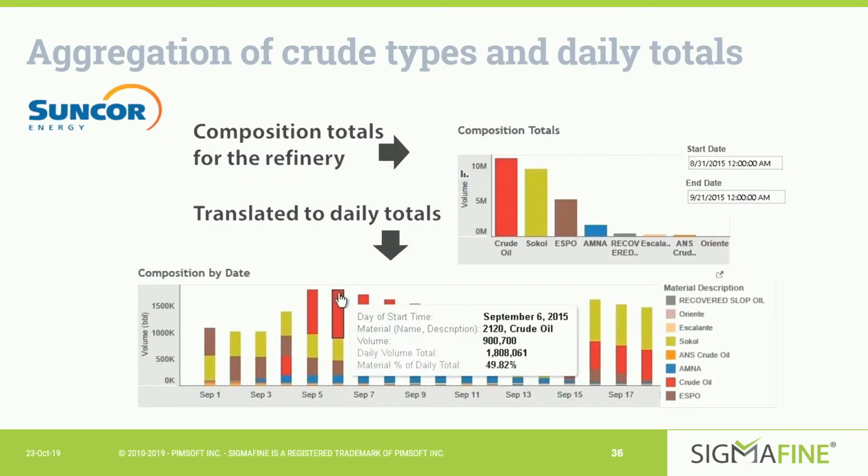So here we have an example of a Canadian refinery that is using composition tracking to track the composition of their crude on a daily basis. And these totals are aggregated into monthly composition totals.